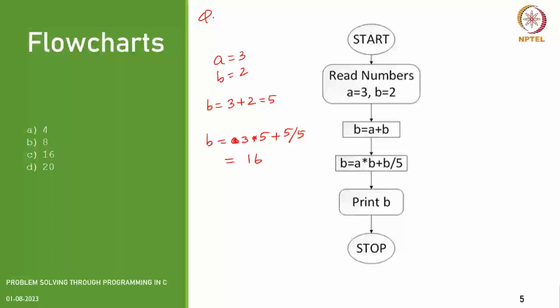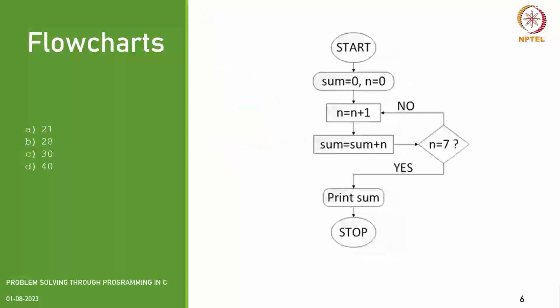Now it prints b, and then stop. So here the output of this code will be 16. Is it clear? Alright, yeah, this was much simpler than the previous question.